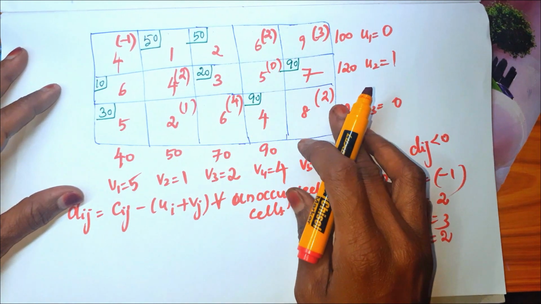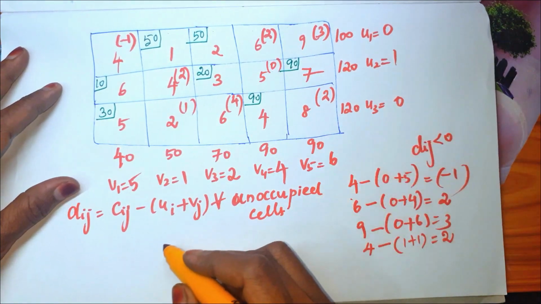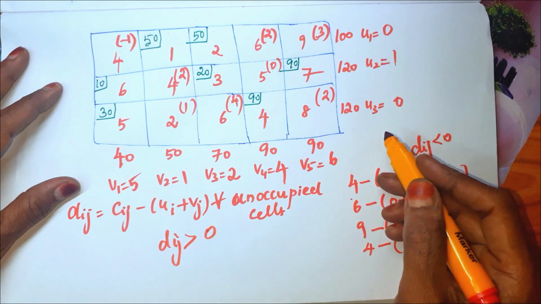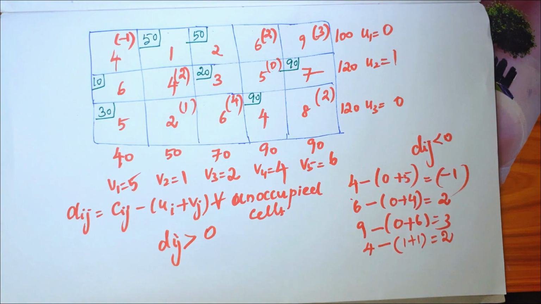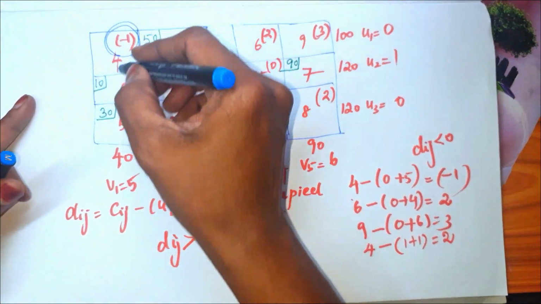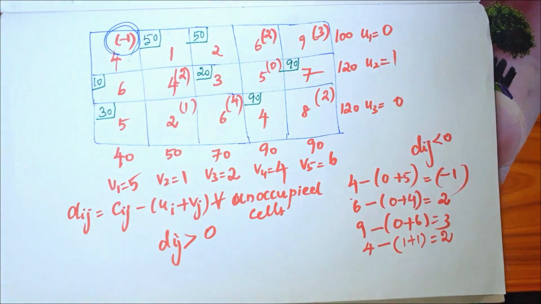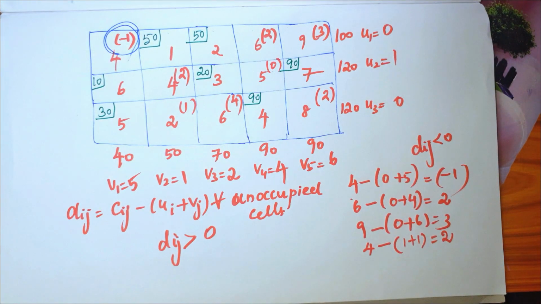Okay, we have to check whether all dij are greater than 0. Is it greater than 0? No. We have one value which is less than 0. Which value? This value. So here we are going to start with the loop. What is a loop? Why are we drawing a loop? Because the allocations we got, we have a feeling that those values are not optimal, since one dij value is negative, so the answer we got is not optimal. We are going to try for a better solution.